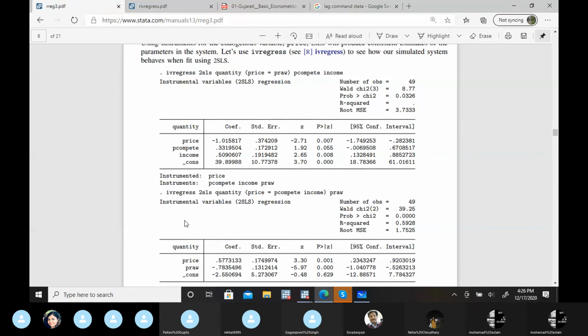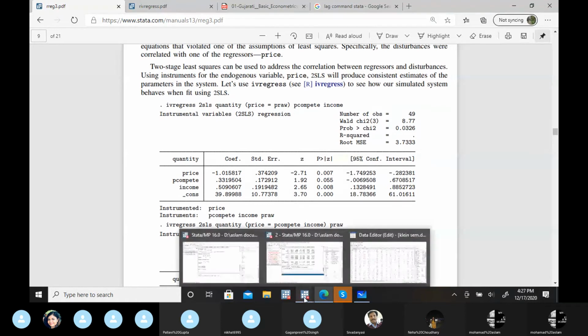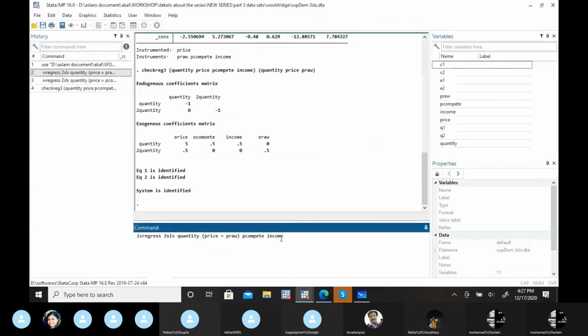Then our command will be price is equal to price of raw, and your predetermined variables as usual. So it will give me the estimates for the first equation.